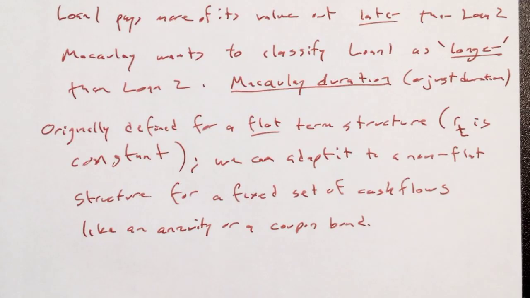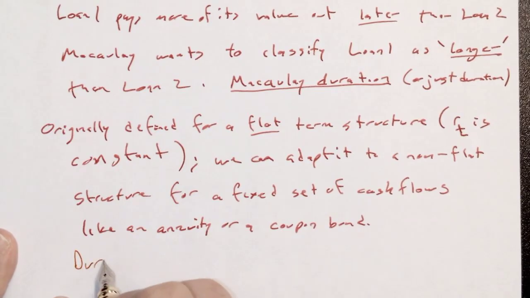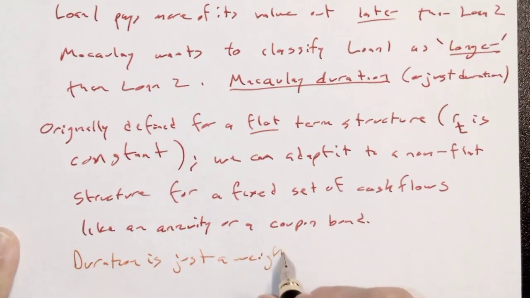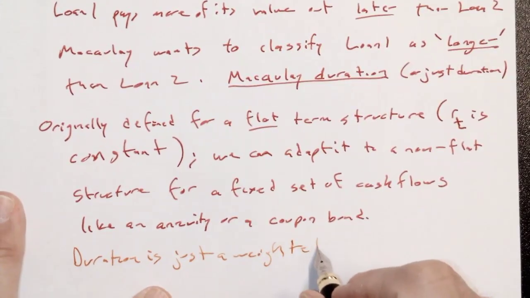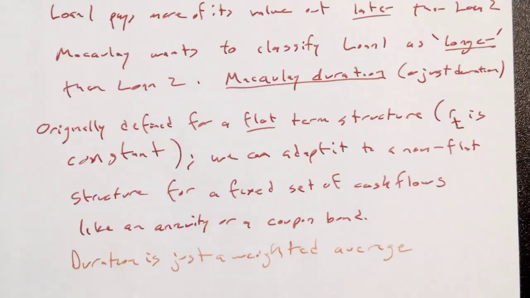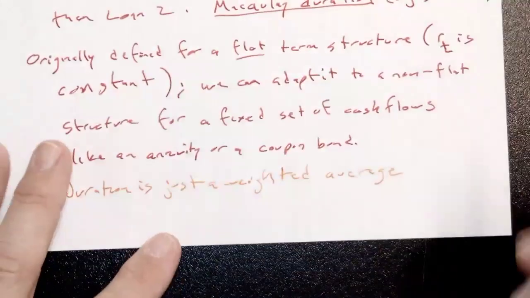So the real question is, what is duration? How do I compute it? And what does it tell me? Well, the best part is that it's just a weighted average. But the weights are based on the present value of the payments.